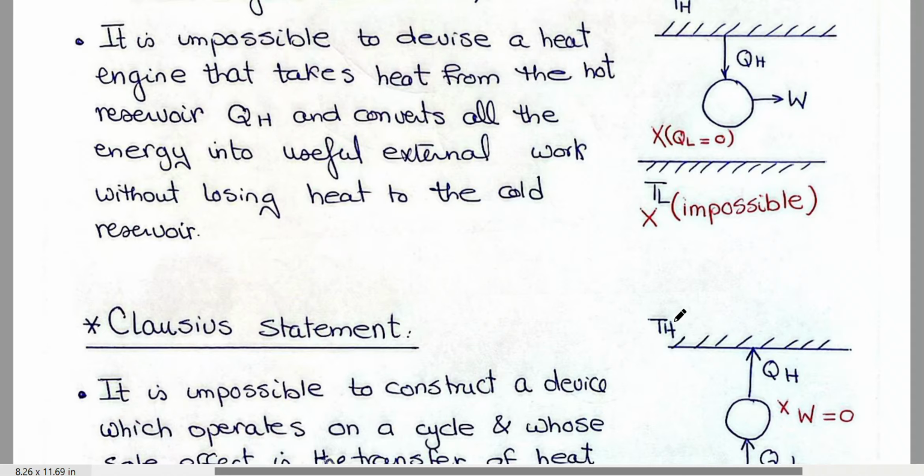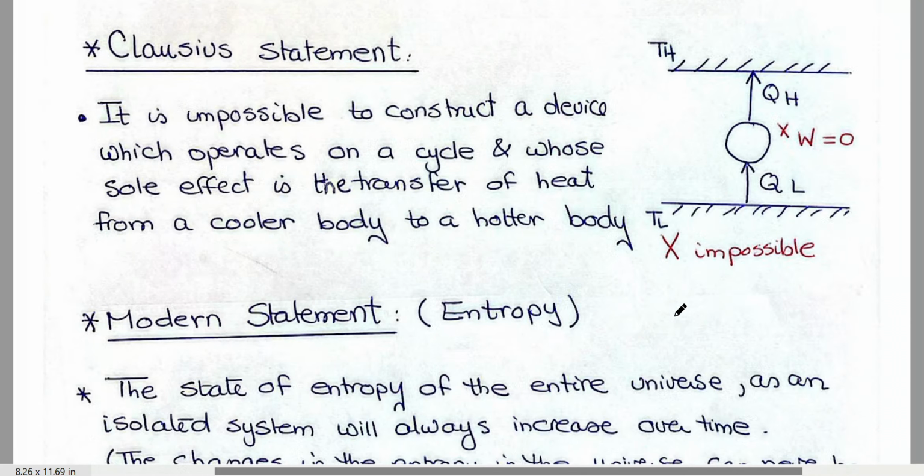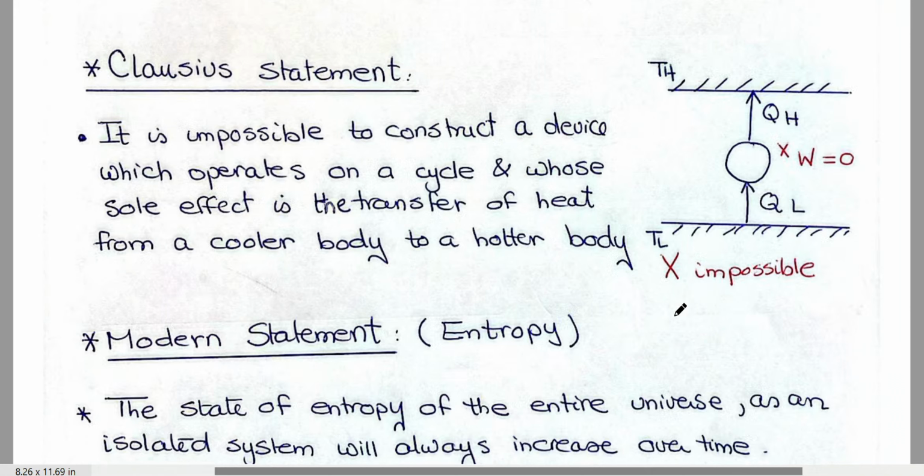Another statement for the second law of thermodynamics is called the Clausius statement. Clausius statement describes that if you want to make a refrigerator operating between TL and TH, and you use the refrigerator to absorb QL and reject QH without work, this is impossible. It could not be done. And this is, of course, because you cannot just transfer heat from a cooler body to a hotter body.